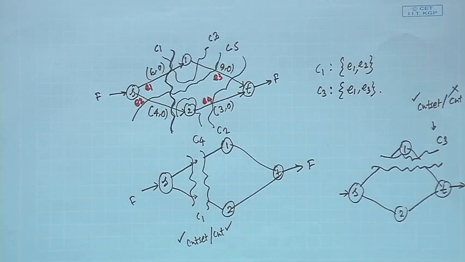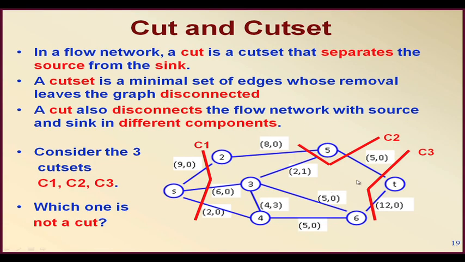So, look at the slide now. A cut set is a minimal set of edges whose removal leaves the graph disconnected. A cut also disconnects the flow network with source and sink in different components. So, in that sense a cut is a cut set, but not all cut sets are cuts. The additional requirement for something to become a cut is that after it operates, the source and sink should be on two different sides, right.